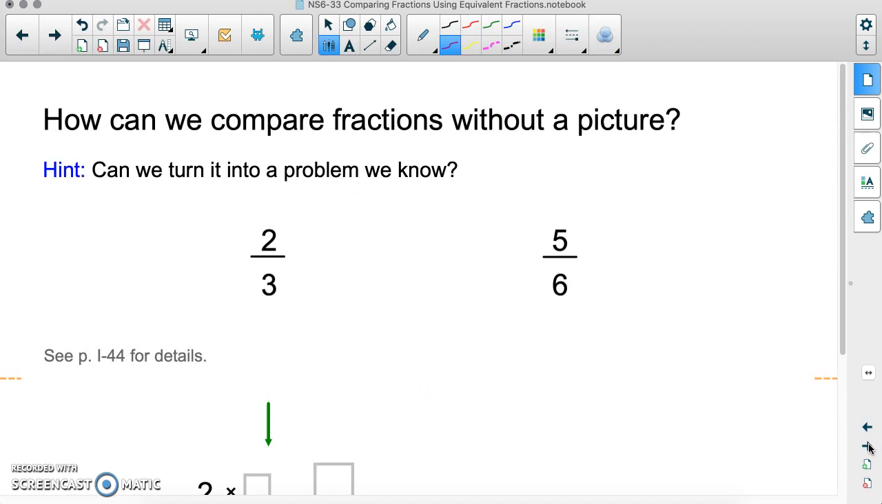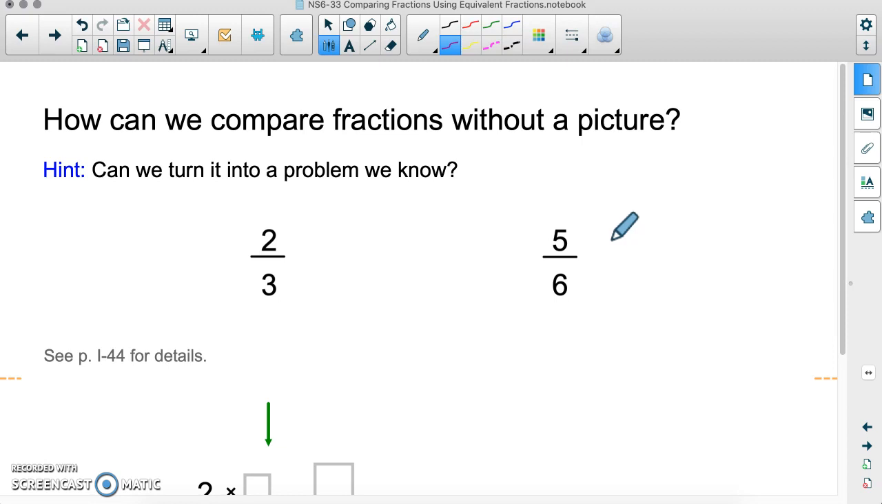We can also compare fractions without a picture or without fraction tiles. So we have 2/3 or we have 5/6. We know that the fraction 5/6 would have more pieces shaded in. There's 5 pieces rather than 2 pieces, but they're smaller pieces, cut into sixths rather than thirds. So these fractions are actually quite hard to compare. Is there a way to turn this problem into one we already know how to do? Well, if both fractions had the same denominator, you would know what to do. Can we change one of the fractions to make it have the same denominator as the other fraction?